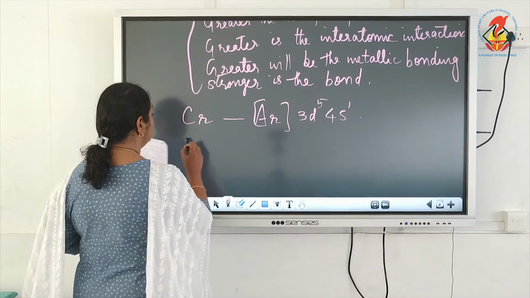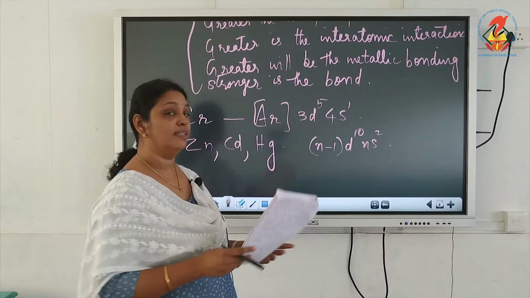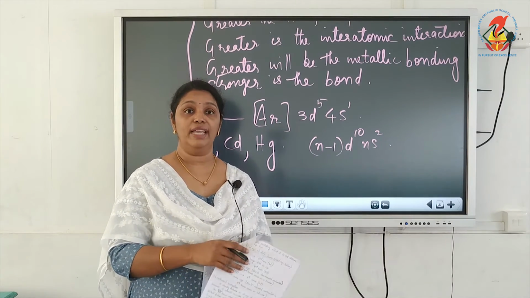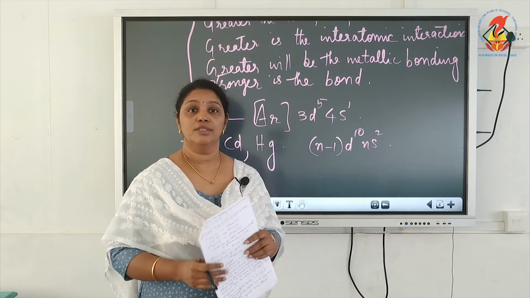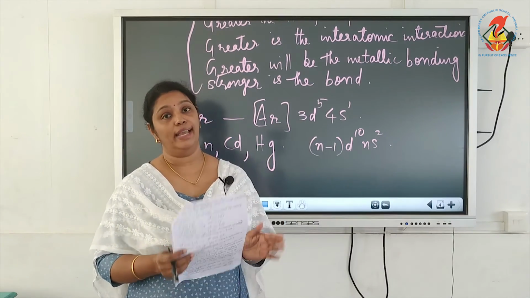Now the next question: zinc, cadmium, mercury are soft metals. Why? We know the electronic configuration of zinc, cadmium, mercury. The general configuration is (n-1)d10 ns2. Now why are they soft metals? Because there is no unpaired electron in the d orbital, so they behave like soft metals. So these are the physical properties of transition elements.